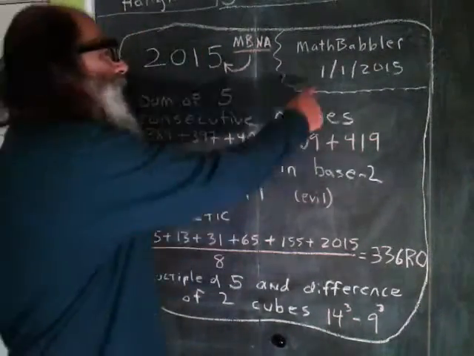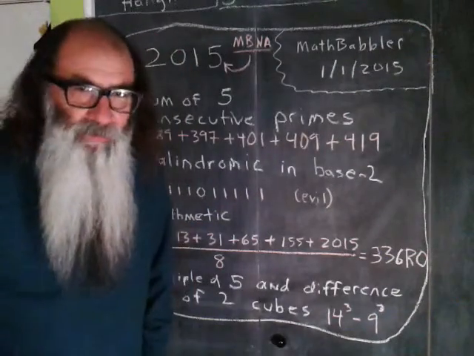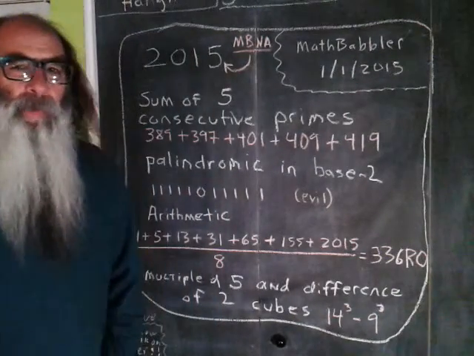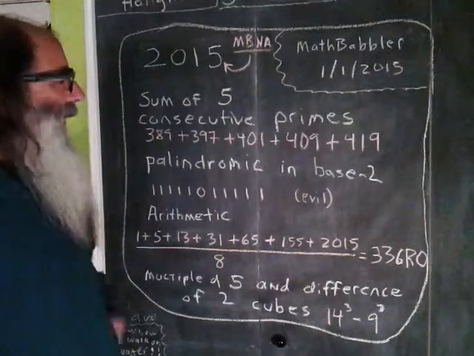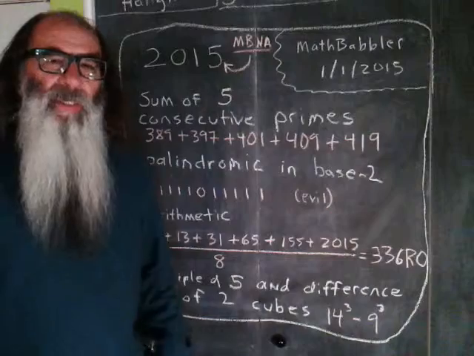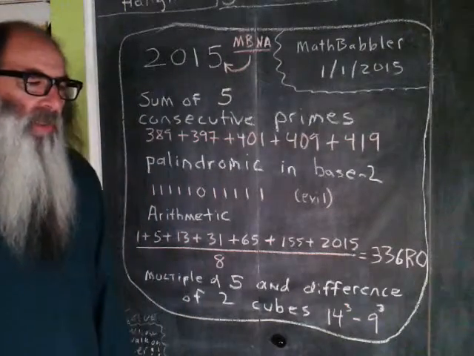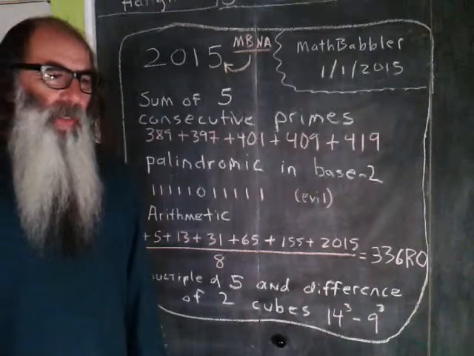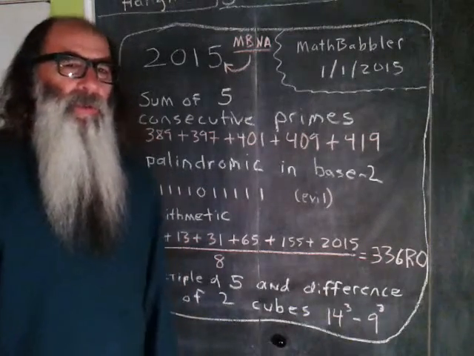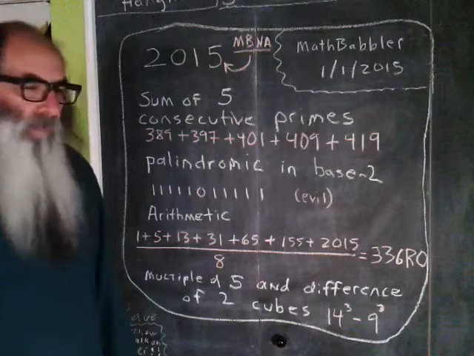Hello, it's January 1st, 2015, and I'm doing a MathBabbler bit. I do these things called BABs, basic arithmetic bits, and one type of BAB are number BABs, which are basic arithmetic bits that pertain to a particular number.